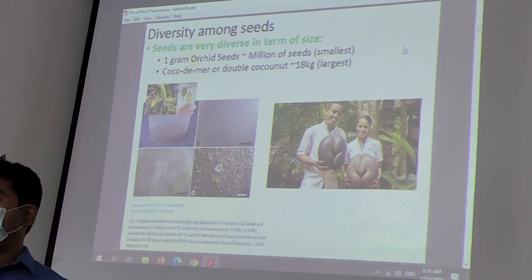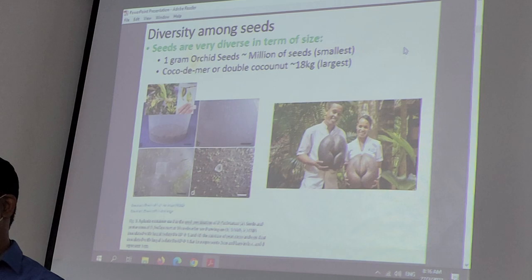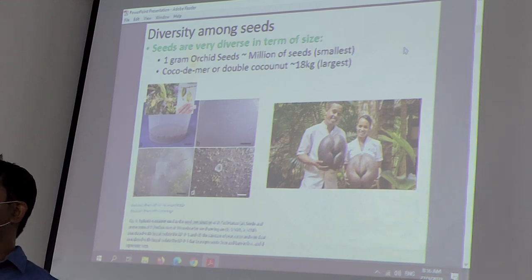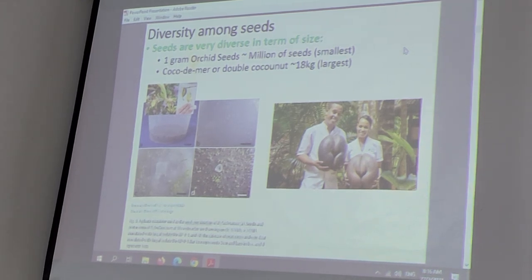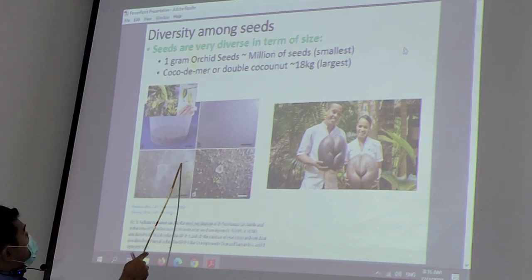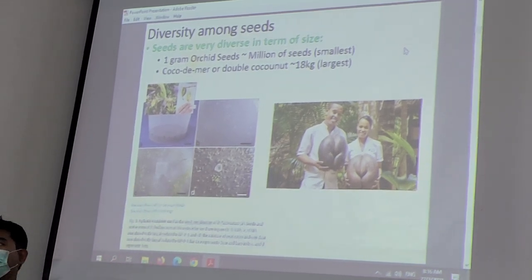Unless the BFF of the orchid seeds, which is a special fungus. Remember, one species of orchid has its own BFF. It's not like all fungus can be friends with one orchid, no. So it's very hard for the orchid actually to germinate in nature. Wherever that you see now, it's germinating, right? This is artificially in the lab.